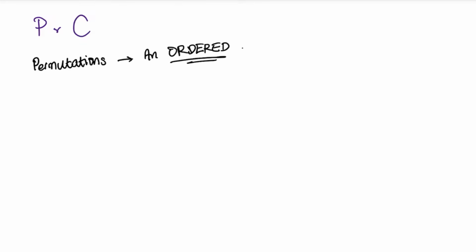So P and C. Let's begin with permutations. You need to know that a permutation is essentially an ordered arrangement of a number of objects. The number of objects doesn't matter. It can be 100, it can be 5, it can be any amount of objects, but it's essentially an ordered arrangement. The keyword here is ordered, which means that when you're looking at a permutation, it has to be in a certain order.